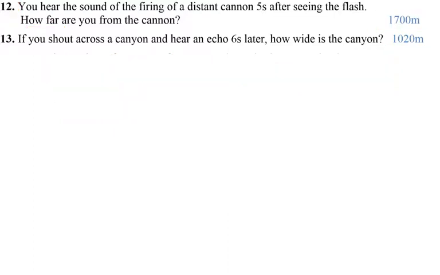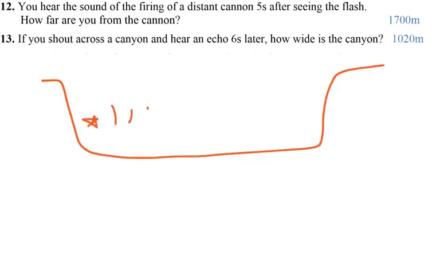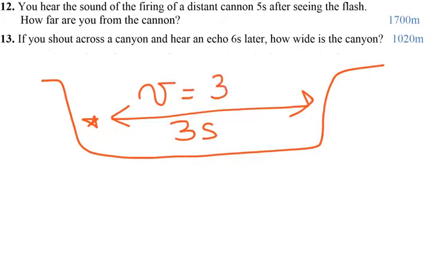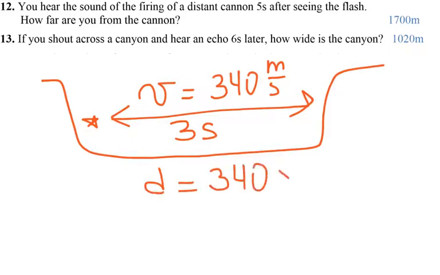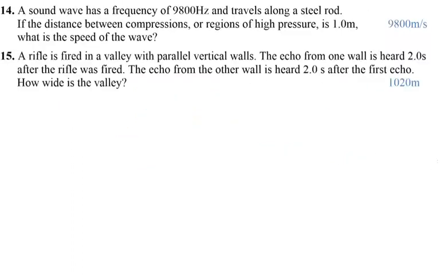For the next question, number 13, if you shout across the canyon and hear an echo 6 seconds later, how wide is the canyon? If you're on one side of the canyon and you shout, the sound travels and comes back, and that whole process takes 6 seconds. That means one way it took 3 seconds. They don't tell you the velocity of the sound, so again I'm going to assume it's 340 meters per second. So the distance is average velocity times the time, which is 1,020 meters.